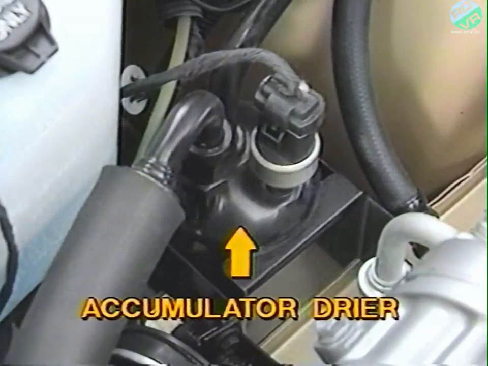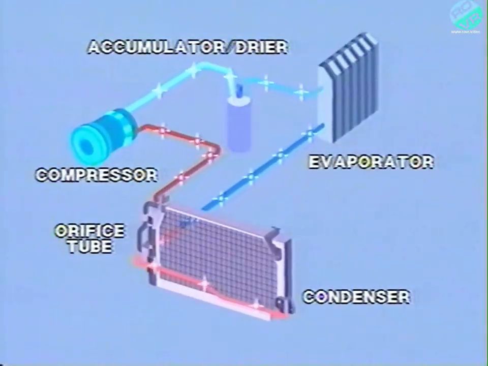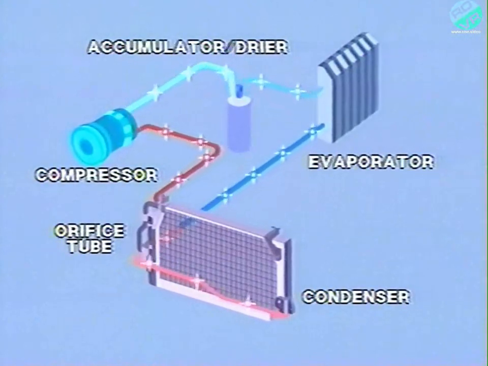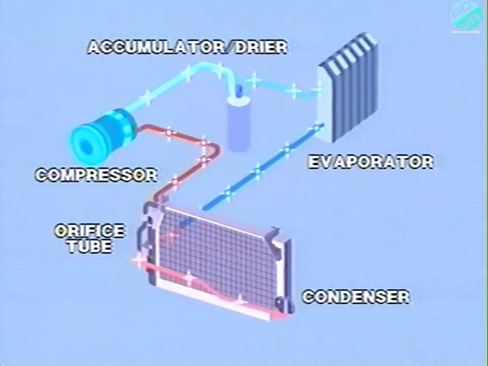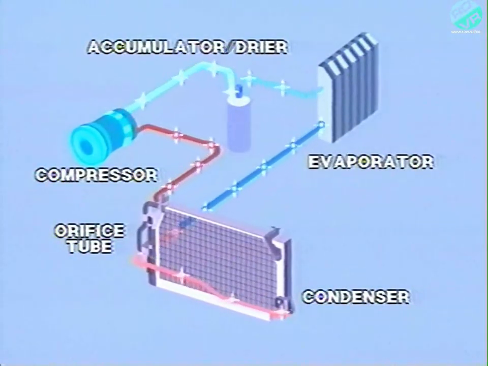The accumulator dryer is located in the right side of the engine compartment. It has two jobs to do. One is to separate liquid refrigerant from refrigerant gas so that no liquid finds its way into the compressor. The other job is to remove any moisture from the refrigerant.